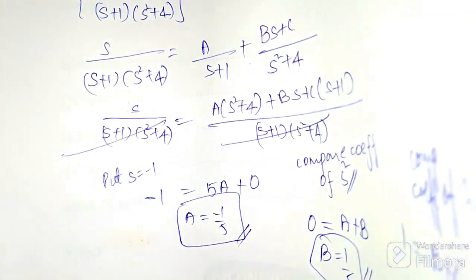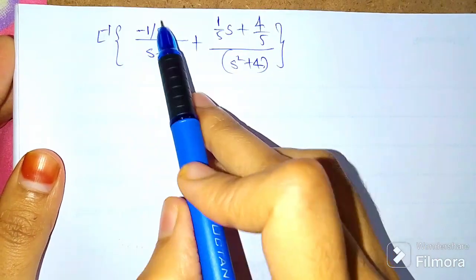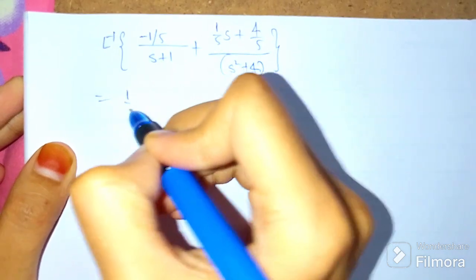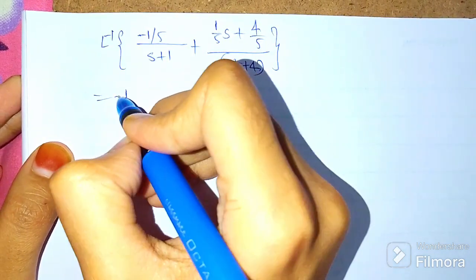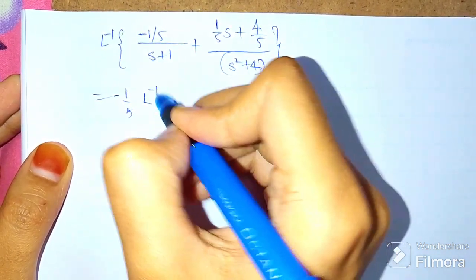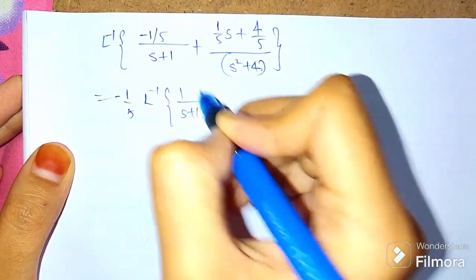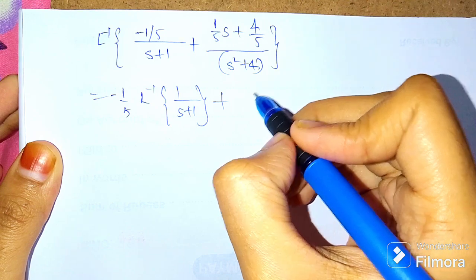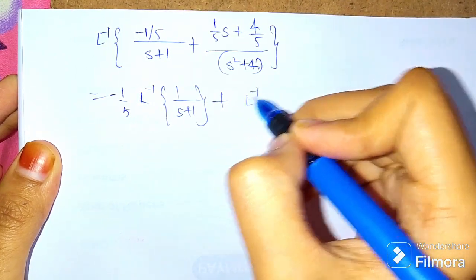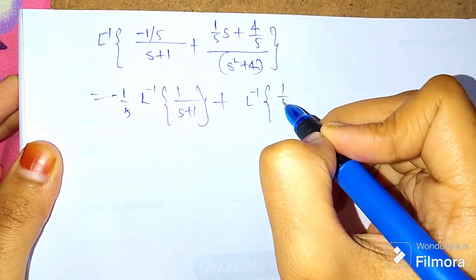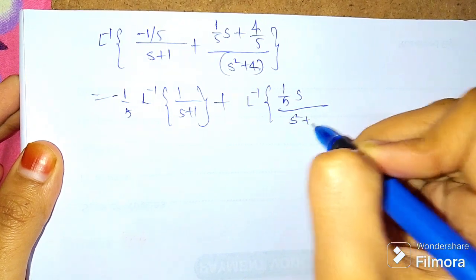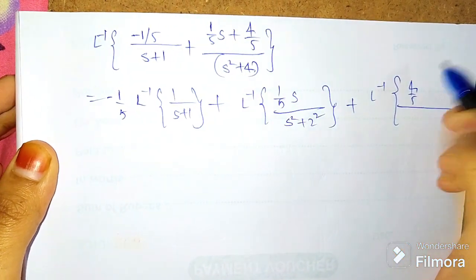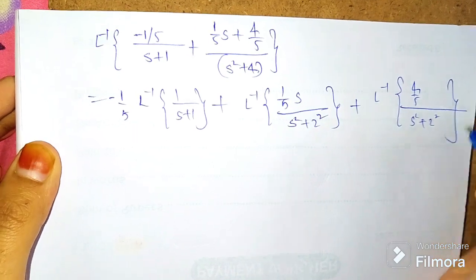So now simply substitute here. So here a by (s plus 1), plus (bs plus c) by (s squared plus 4). Okay. Now by linearity property, we know that minus 1 by 5 Laplace inverse of 1 by (s plus 1), plus, dividing again like this, we can write directly Laplace inverse of 1 by 5 s by (s squared plus 2 squared) plus Laplace inverse of 4 by 5 by (s squared plus 2 squared). Now which formulas do we have to use for this?